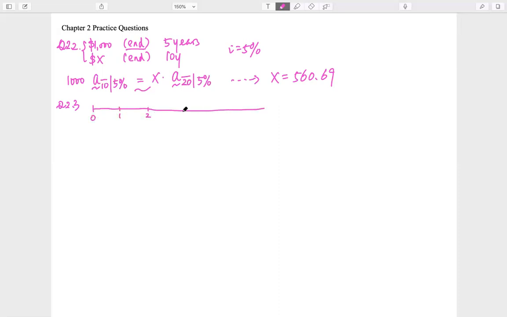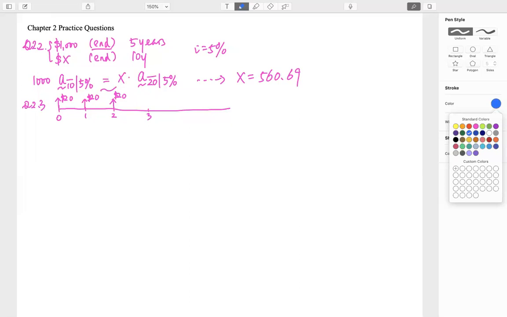1, 2, 3. For the first 3 years, Matt receives a payment of $20. Okay, so here 20. So this is the beginning of the first year. Here is the beginning of second year. Here the beginning of third year. Basically this is an annuity due of amount $20 for 3 years. And then things changed. What changed is the amount. The amount is not 20. So let me put a different color.